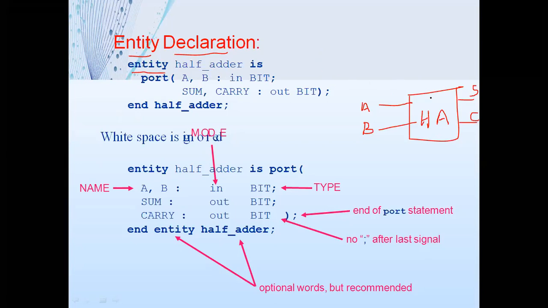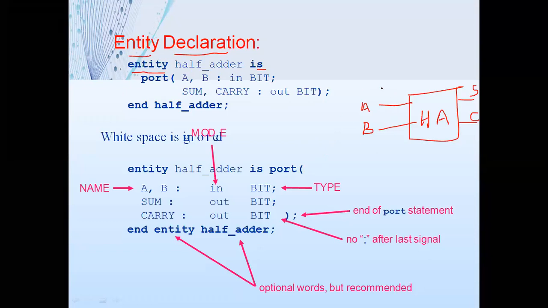So in our example, we have considered the entity name is half adder. Therefore, the entity name is now half adder. So entity half adder is, and then in the next step, we are specifying the input and output ports here.